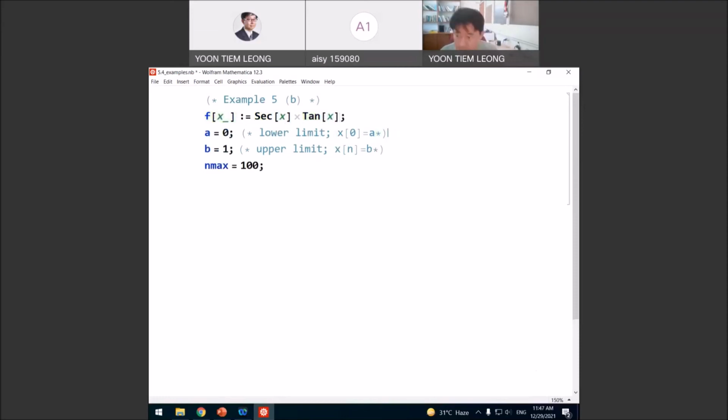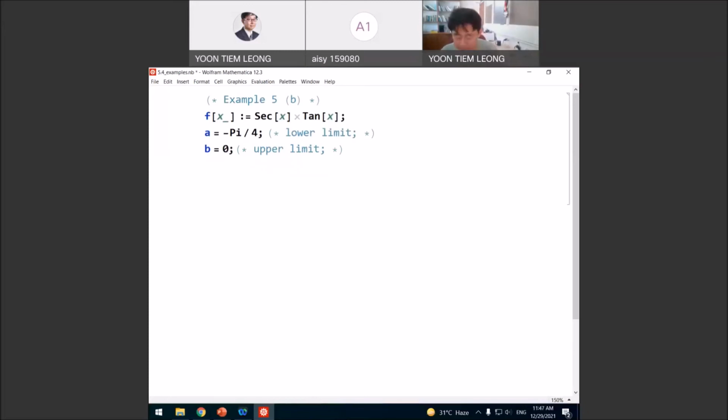So the lower limit a is defined to be, sorry, not here. The lower limit is defined. Let me take off this one. This is not relevant here. So the lower limit is negative pi over 4 and the upper limit is 0, and I'm going to integrate this.